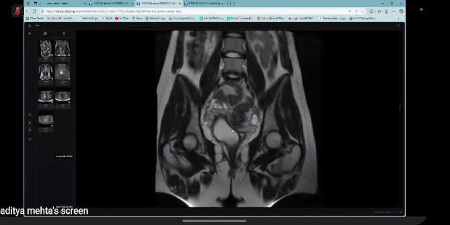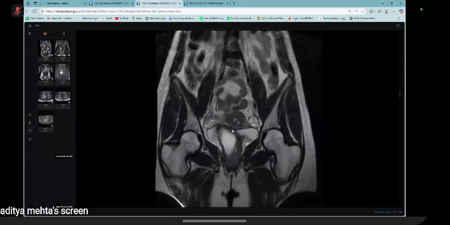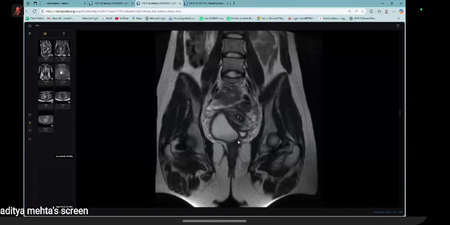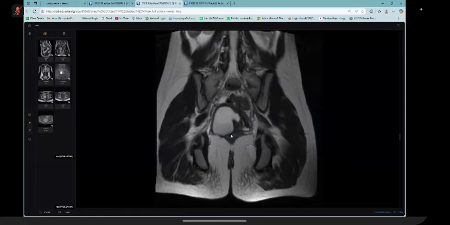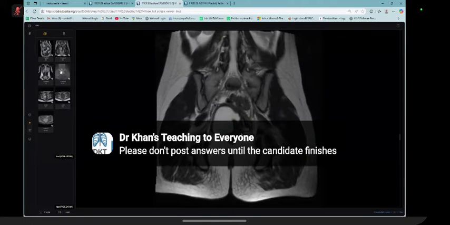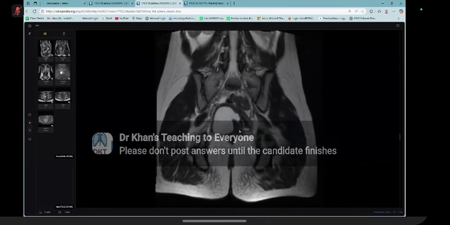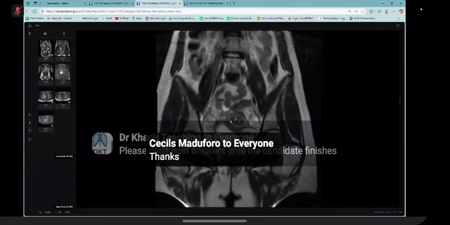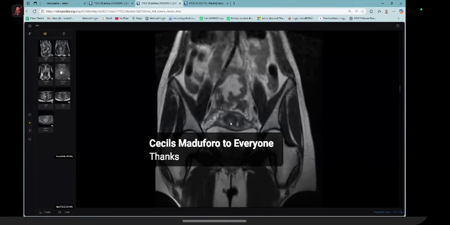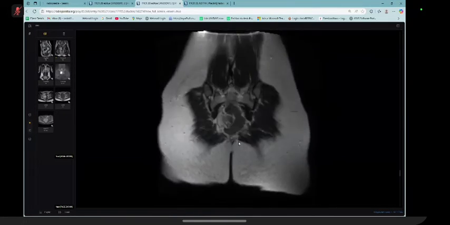Yeah, there is a cystic lesion posterior to the urinary bladder. I am looking at its connection with the uterus. It appears hyperintense on this T2 weighted imaging.